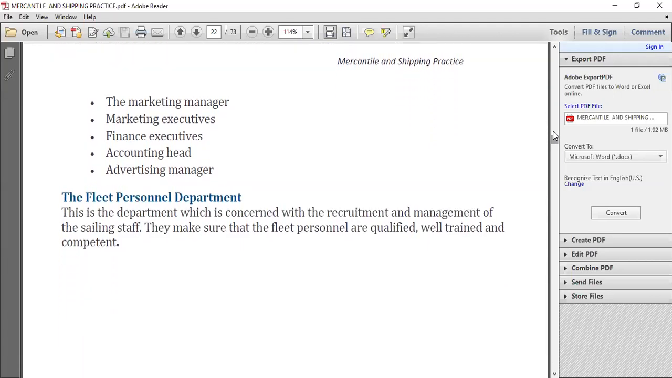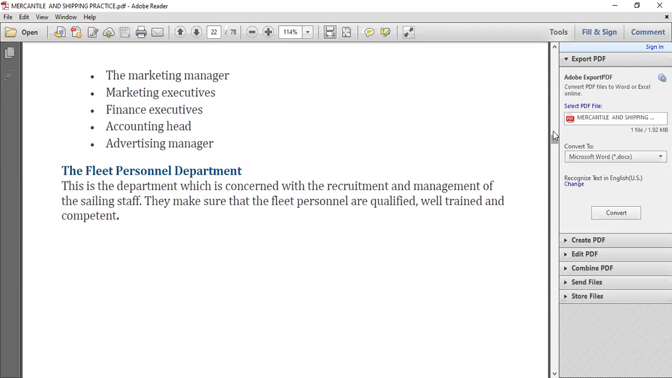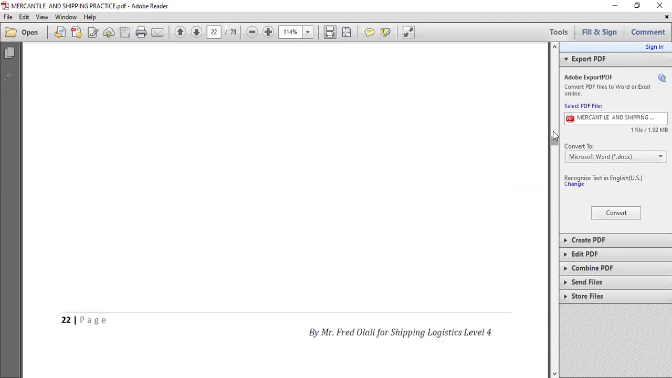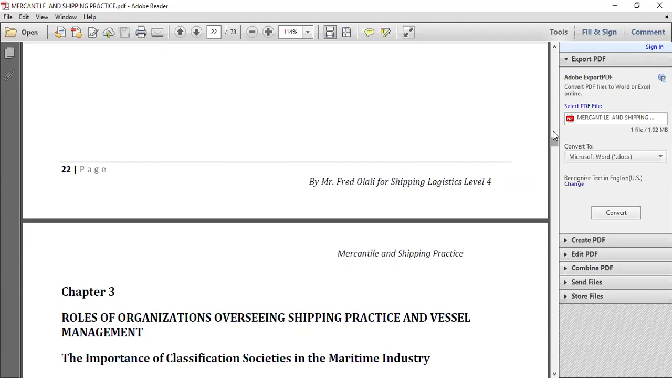Then we have the fleet personnel department. Their main concern is the recruitment and management of the sailing staff, that is the crew. They make sure that the fleet personnel are qualified, well trained, and competent. So that is their role. If it is a matter of hiring the crew, that role will be given to them.